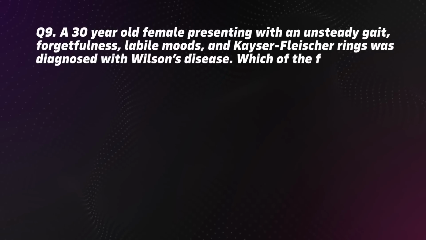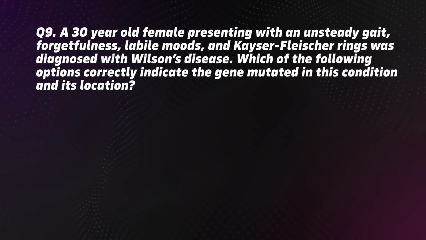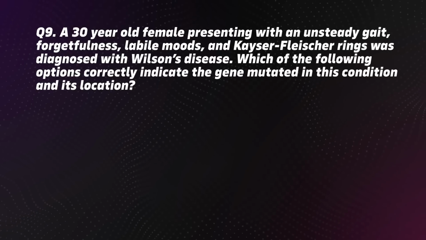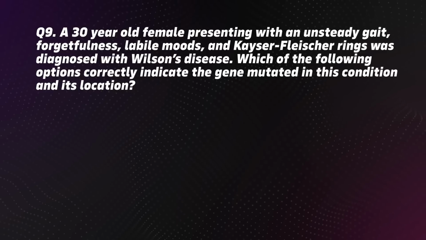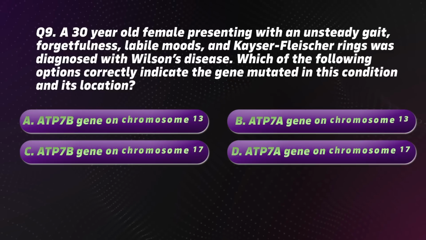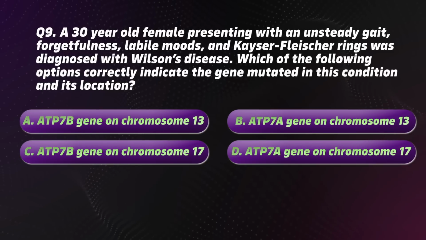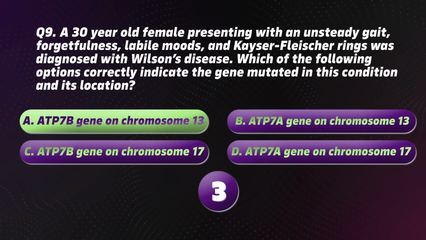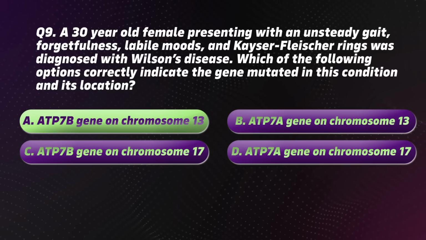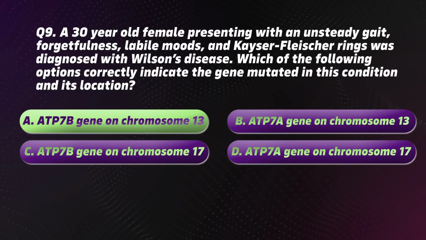Question 9. A 30-year-old female presenting with an unsteady gait, forgetfulness, labile moods, and Kayser-Fleischer rings was diagnosed with Wilson's disease. Which of the following options correctly indicate the gene mutated in this condition and its location? Here are the options. A. ATP7B gene on chromosome 13. B. ATP7A gene on chromosome 13. C. ATP7B gene on chromosome 17. D. ATP7A gene on chromosome 17. And the correct answer is option A, ATP7B gene on chromosome 13.